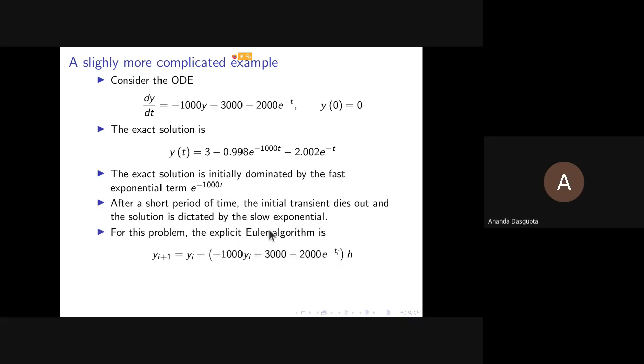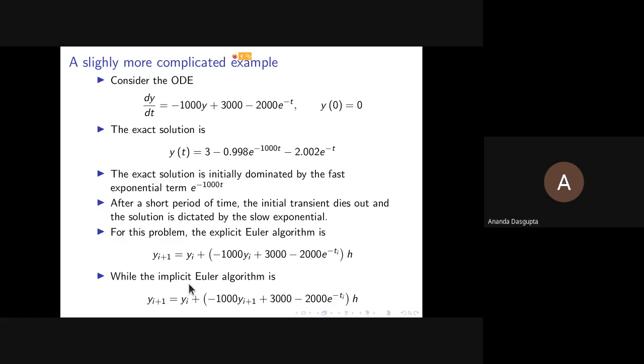So I will not work this out or show you the results here. You should be able to figure it out yourself. The explicit Euler algorithm would simply be this, right? You just take the value of the slope at the beginning of the ith time interval, which is minus 1000 yi plus 3000 minus 2000 e to the minus ti, multiply that by h, add that to yi. That is going to give you yi plus 1.